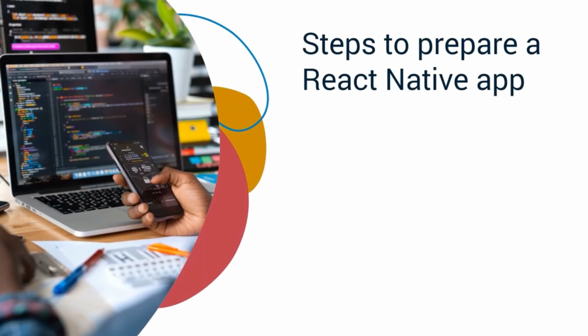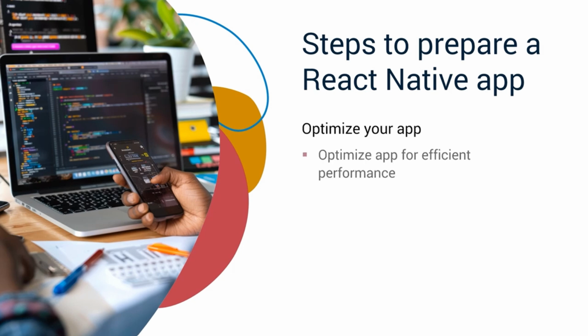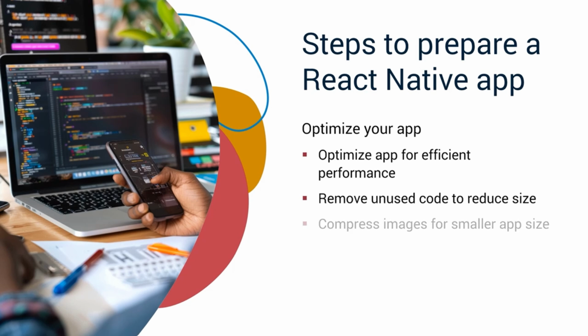Now, let's understand the steps to prepare your React Native app for publishing. Before you publish, always optimize your app to ensure it runs efficiently. Remove any unused code and go through your project and eliminate any unused components or libraries. This reduces the size of your app and improves performance. You can also use tools like Image Optim or TinyPNG to compress images without losing quality, which helps reduce the app size. Additionally, use tools like Uglify.js to minify your JavaScript code to remove unnecessary characters, making the code smaller and faster to load.